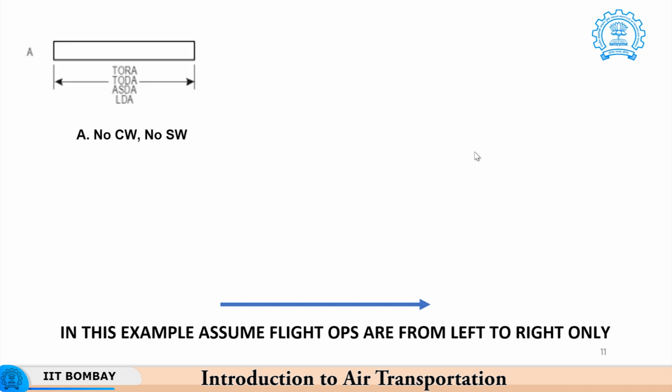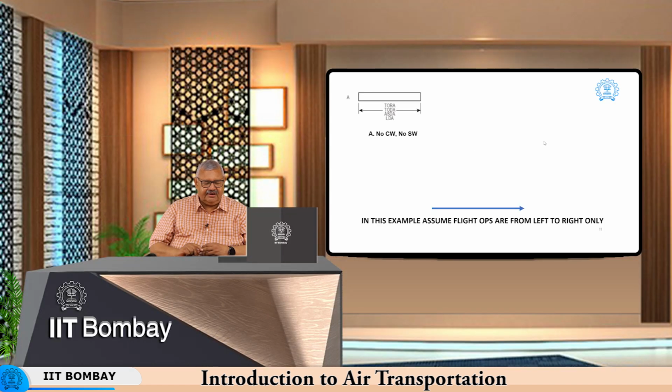In this example, please assume that all flight operations take place from my left to the right as shown in the arrow. So, the first is the most trivial case where we do not have any clearway nor any stopway at any of the two ends. Assuming operations from left to right, in this case there is only pavement. So, the takeoff run available is equal to the takeoff distance available, is equal to the accelerated stop distance available, is equal to the landing distance available. That is a simplistic solution when you have no clearway and no stopway.